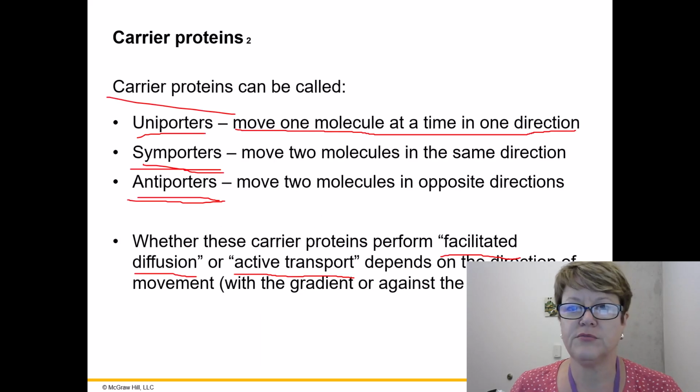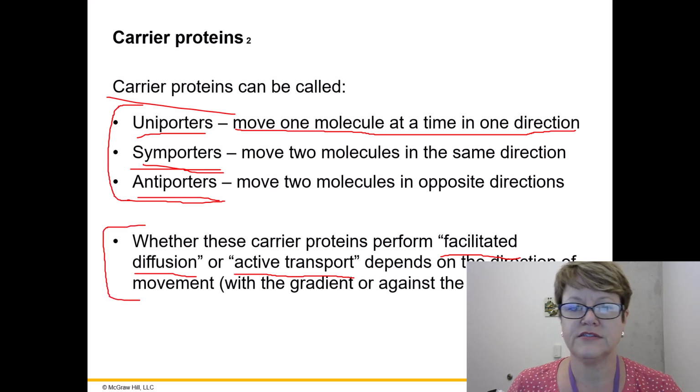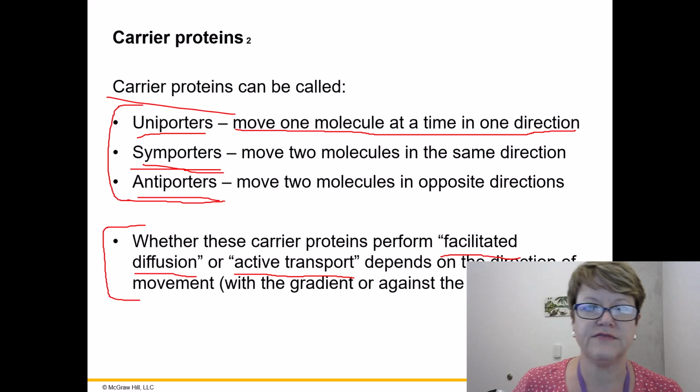Whether the molecules are being moved just one, two in the same direction, or two in opposite directions. So this is a whole separate consideration from this. So you have to look at different aspects of the example, and then you apply the appropriate terms.